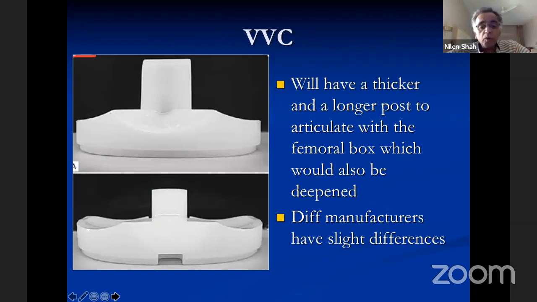As Professor Malhotra has shown, the varus valgus constrained knee will have a thicker and a longer post to articulate with the femoral box, which would also be deepened. But different manufacturers have different types of cam and post mechanisms, but this is the underlying concept.